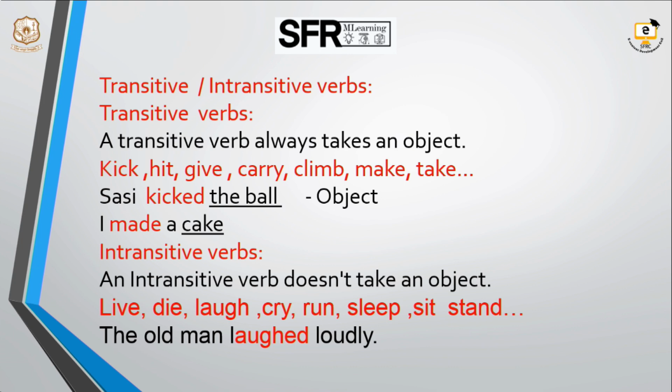So, if you ask the question, the old man laughed who? Or the old man laughed what? You will get no answer. That's how you know that the verb is intransitive. A transitive verb always takes an object. An intransitive verb doesn't take an object.